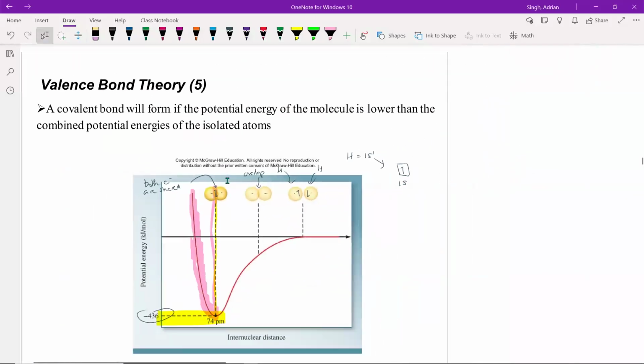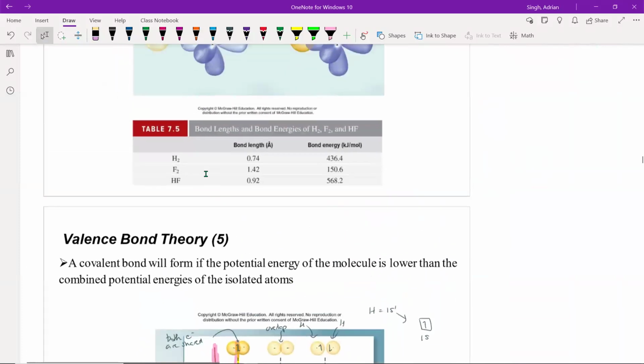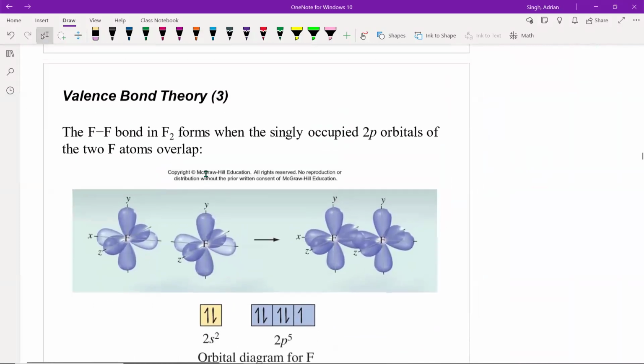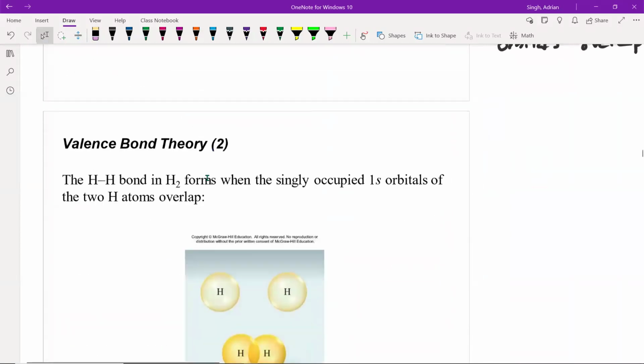That's the idea behind valence bond. Orbitals overlap. Each orbital has to have an unpaired electron. Those electrons need to be of opposite spin. When they overlap, that's what the covalent bond actually involves.